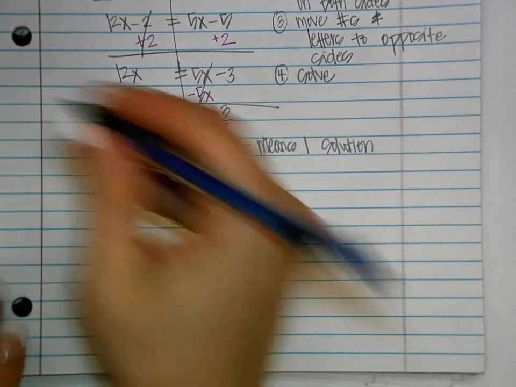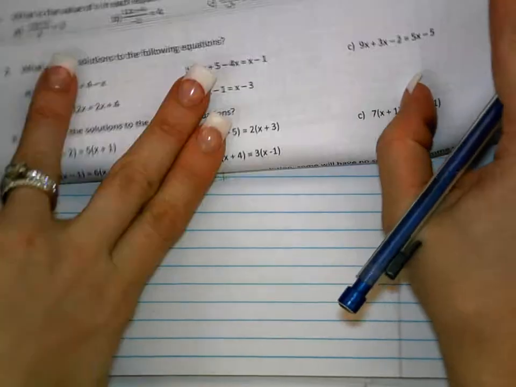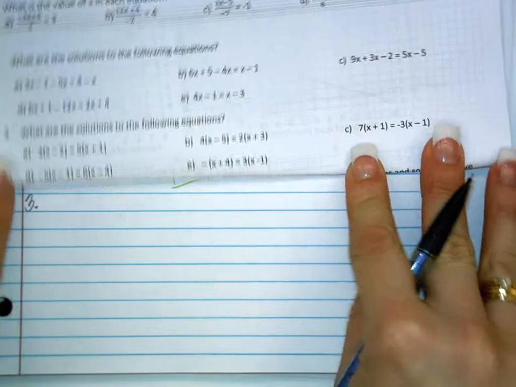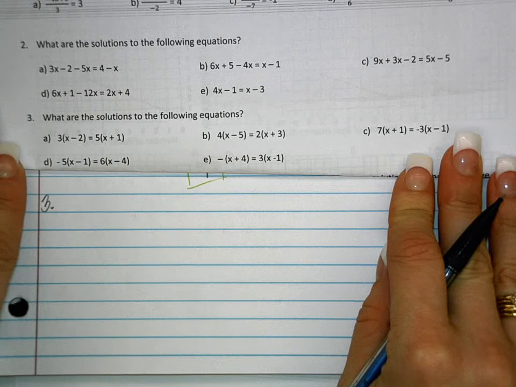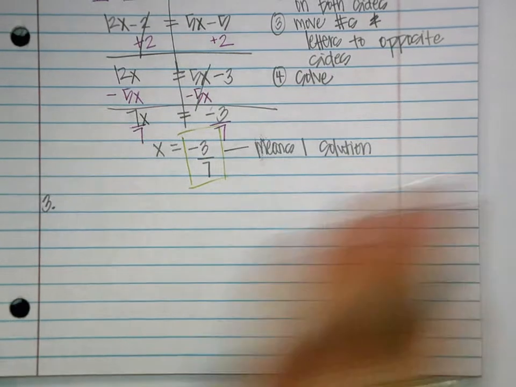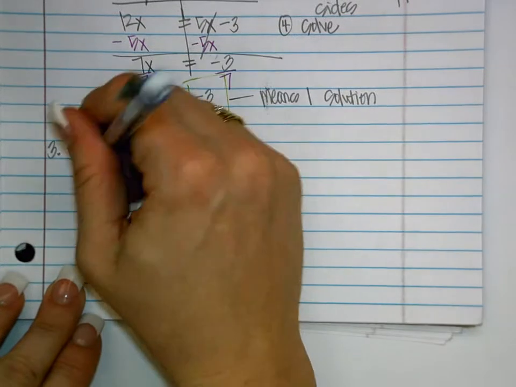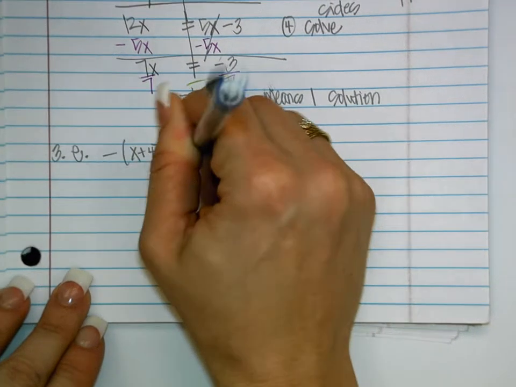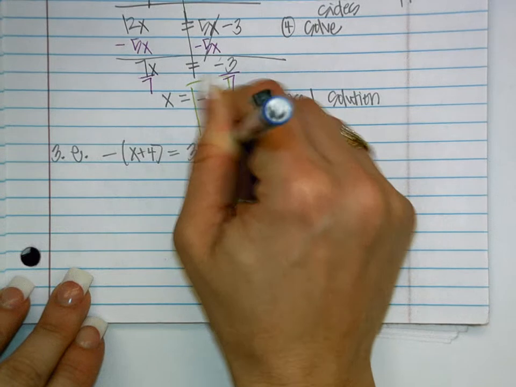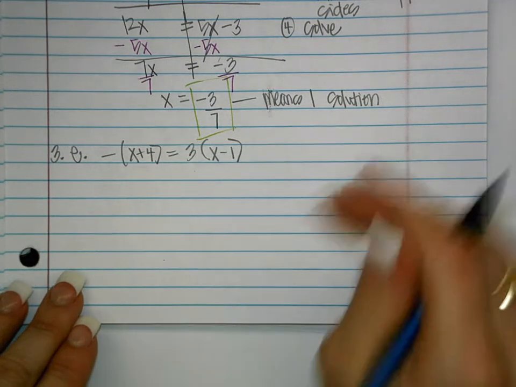Okay. Now, let's look at number 3. On number 3, which one do we want to pick? Which one would you like me to do for you? What are the solutions to the following equations? Okay, I heard E a couple of times, so let's do E. 3E is negative, parentheses x plus 4, equals 3 times x minus 1. And this one is asking, what are the solutions to the following equations?